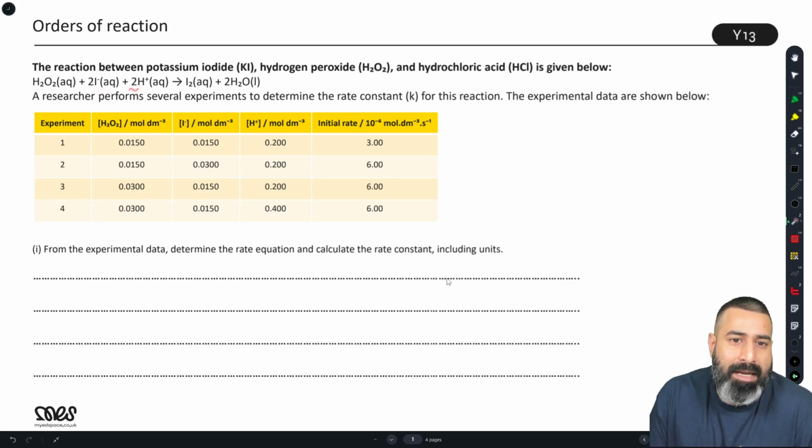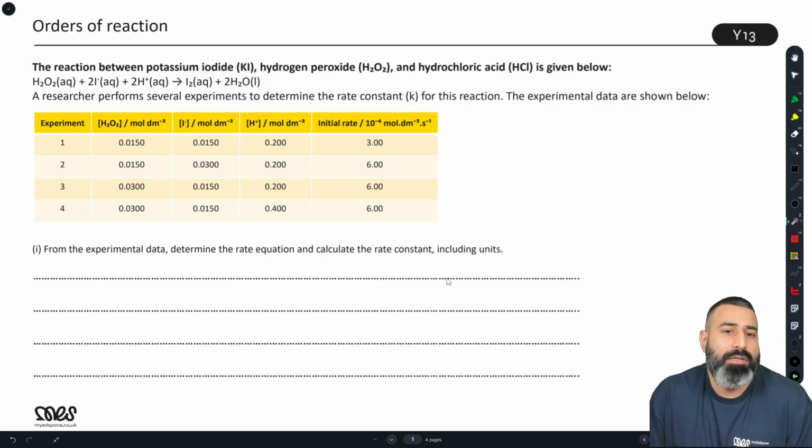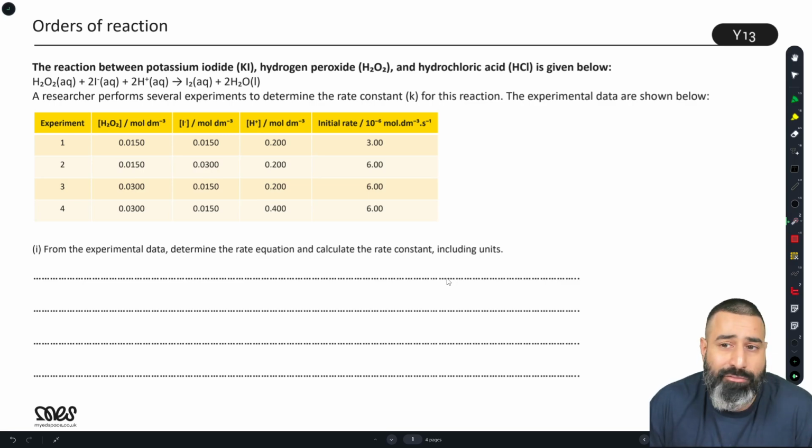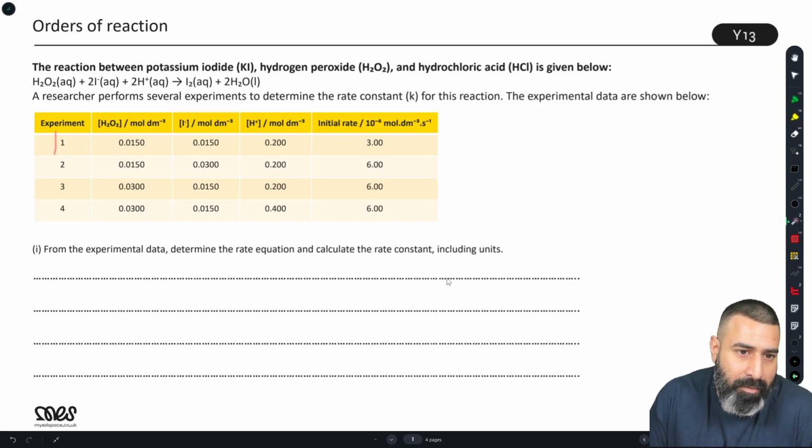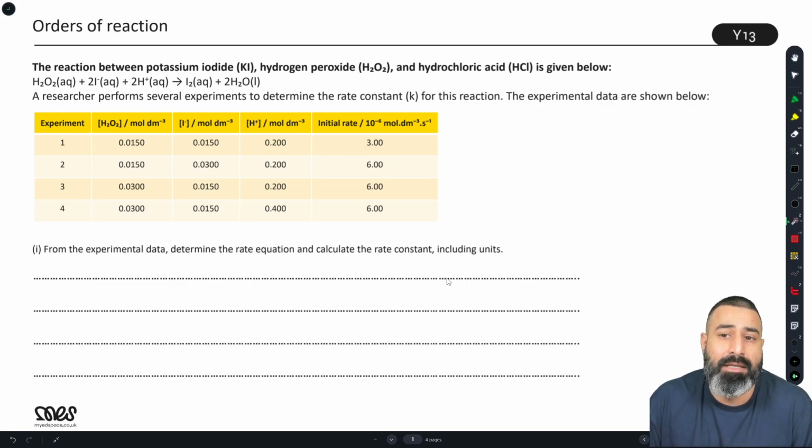Ki and H plus ions making I2 and water. So a researcher is performing several experiments to determine the rate constant for this reaction, and we're given a table which looks like this. So we've got the experiment number going from 1 to 4, might be called the run number, and we read across, we've got concentration data for all of our reactants. So there's H2O2, here's I minus, and here is H plus. And in the final column, we have the initial rate.